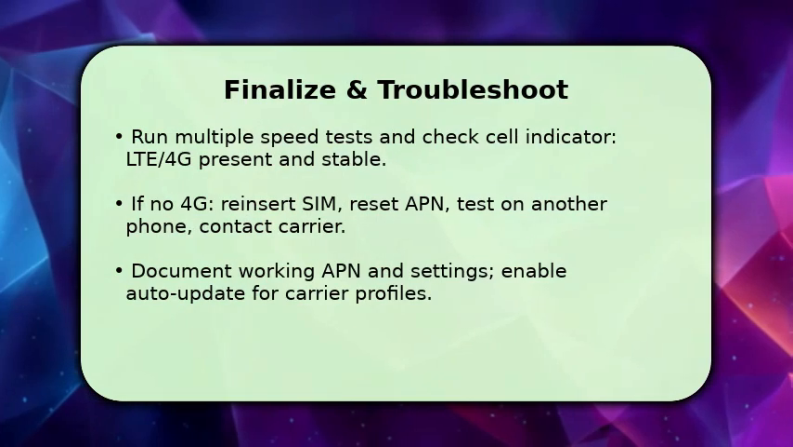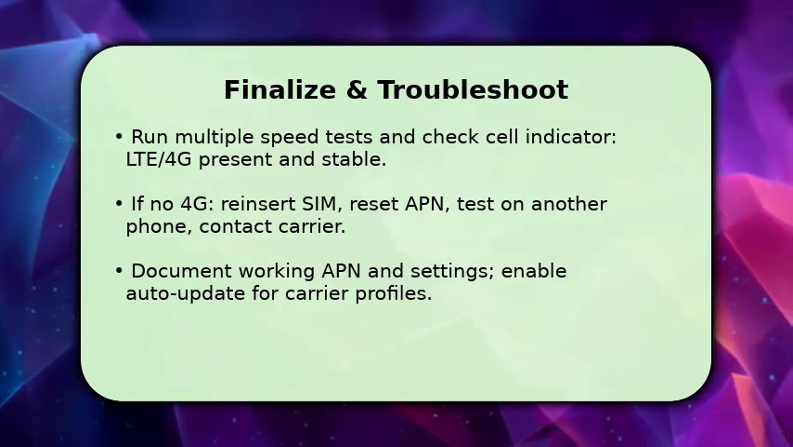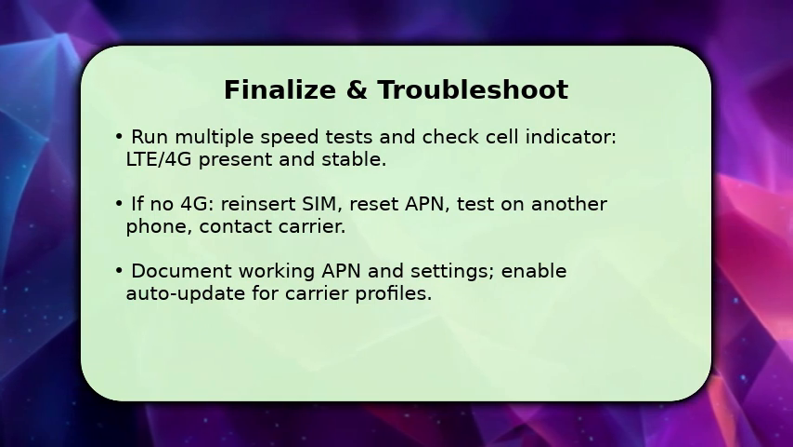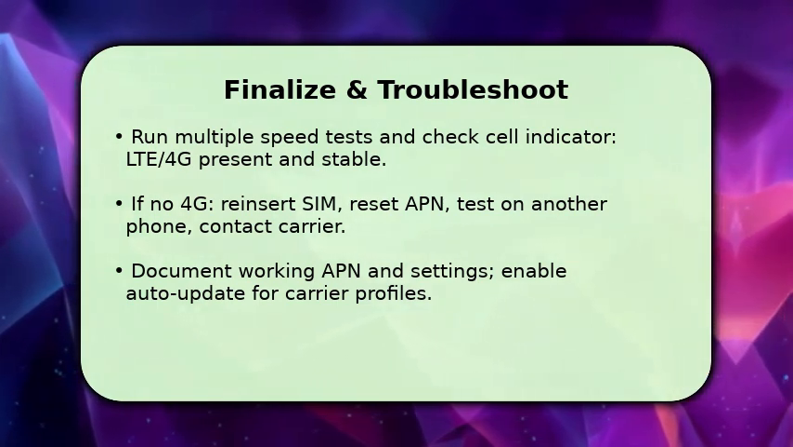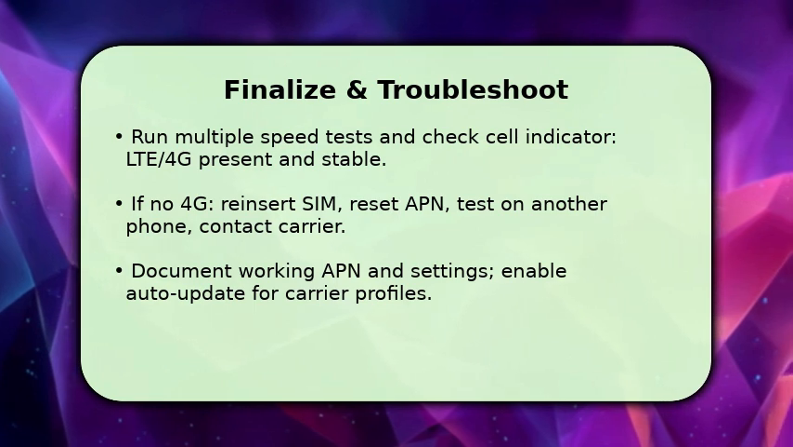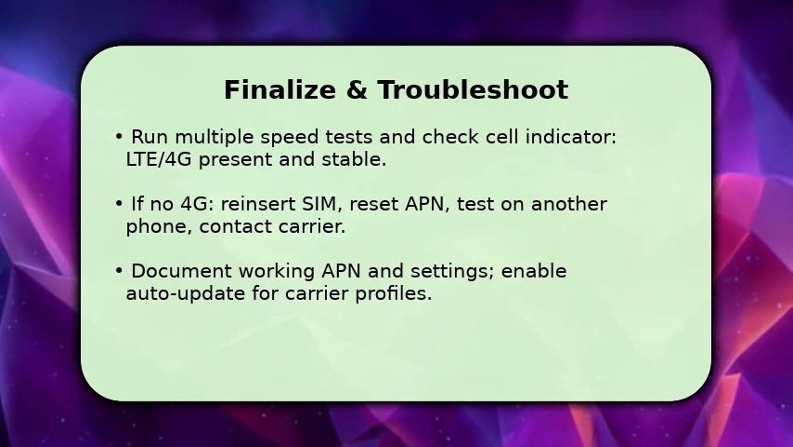To finish, verify stability with repeated speed tests and by monitoring the LTE/4G icon under varying locations and device loads. If you don't see 4G, power cycle the device, reinsert the SIM, and reset APN to defaults. Then reapply the correct profile.